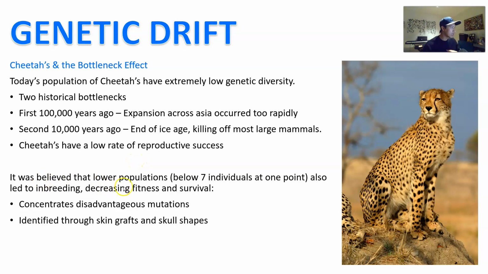It was believed that the lower population, which was fewer than 7 individuals at one point, led to problems like inbreeding, decreased fitness, and survival. It's bad because it concentrates disadvantageous mutations in the individuals that have those traits, and it gets passed on. And scientists could identify it because you could graft the skin of one cheetah onto another and it doesn't get rejected, which shows that they were closely related. Also, inbred cheetahs have uneven skull shapes, and that was a bit of a problem.